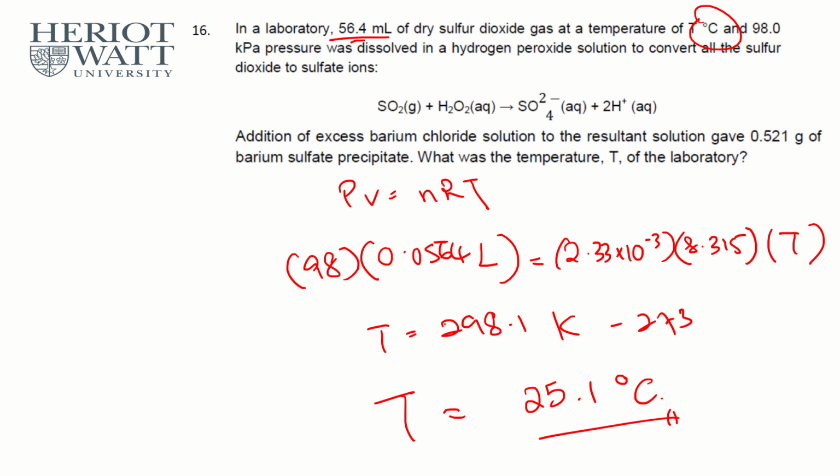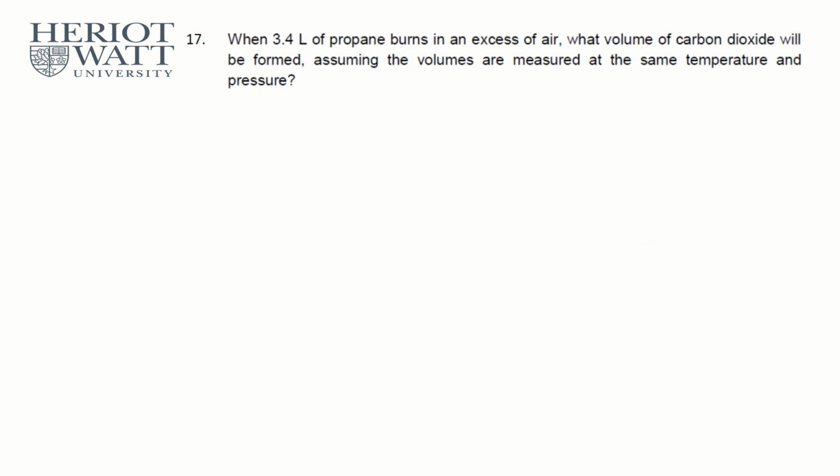From the mass of the solid, calculate backwards to get the sulfate. From the sulfate, you get the mole of sulfur dioxide, and then you sub into the PV and RT, and you will get the temperature during the reaction. All right, that's 16. Let's look at 17.